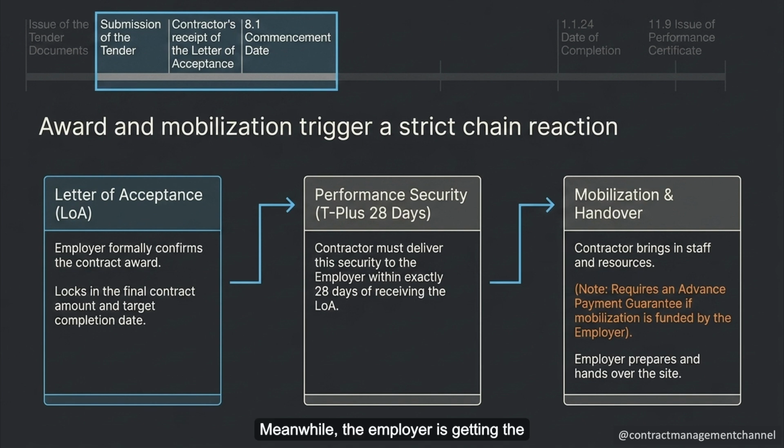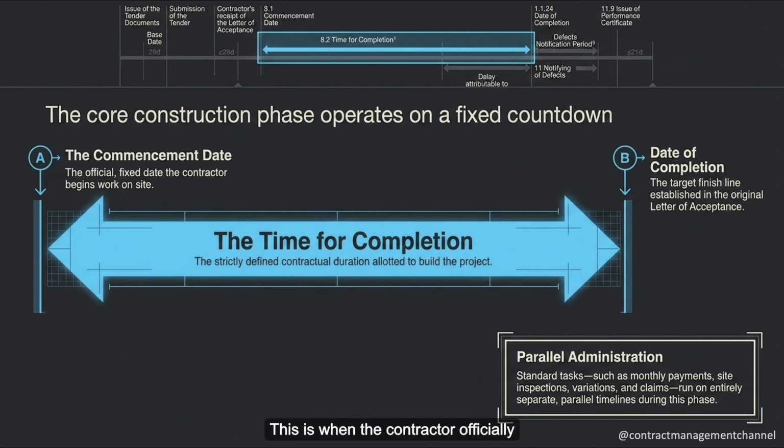Meanwhile, the employer is getting the site ready to hand over. Once everything's in place, a commencement date is fixed. This is when the contractor officially starts work on site. From there, the contract runs for a fixed period called the time for completion, which ends on the contractual date of completion. That's the date, set out in the letter of acceptance, by which the contractor is supposed to finish and hand over the project.